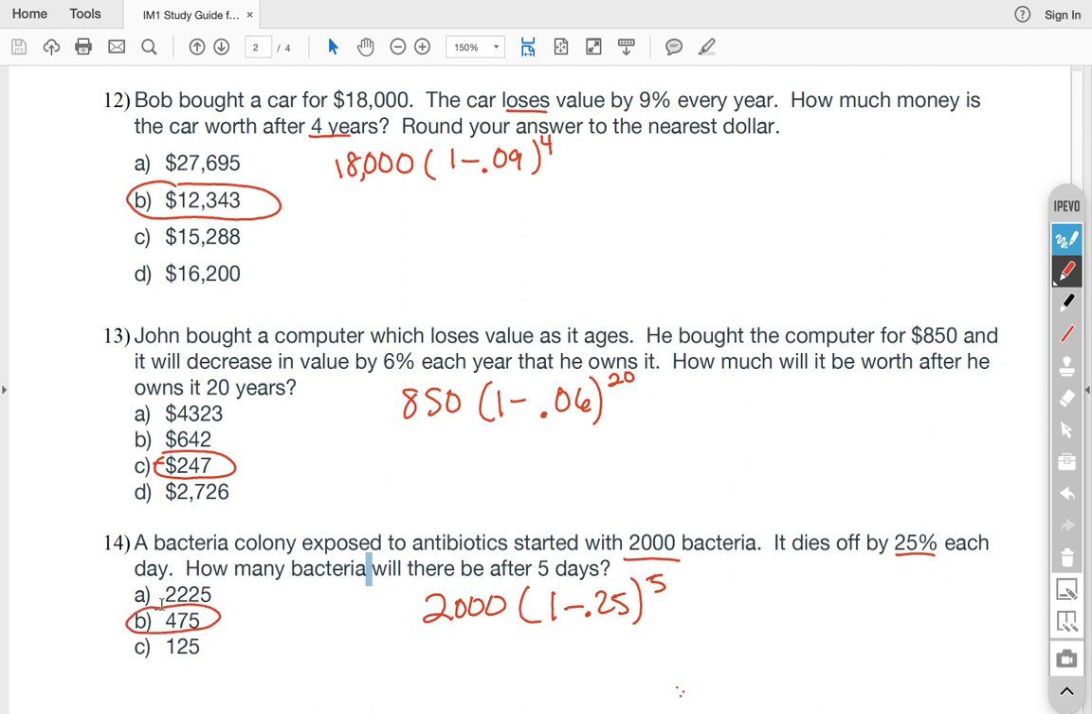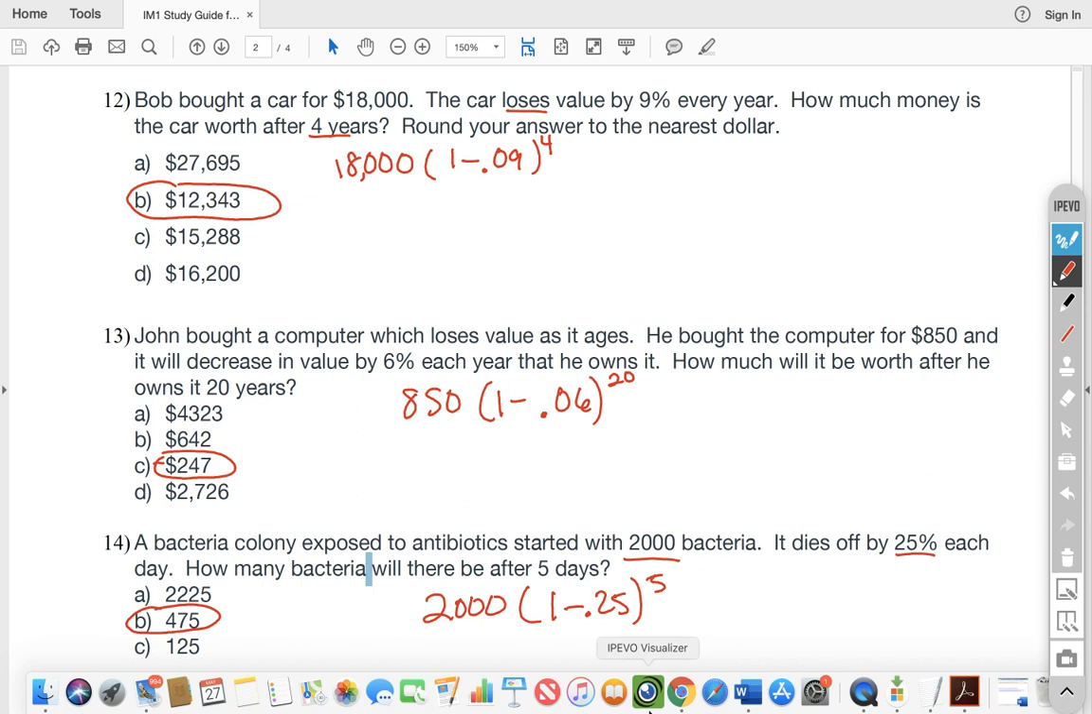All right, that's it for part one. Part one is exponential growth and exponential decay. So that's it for that. Let's go to part two in just a minute.